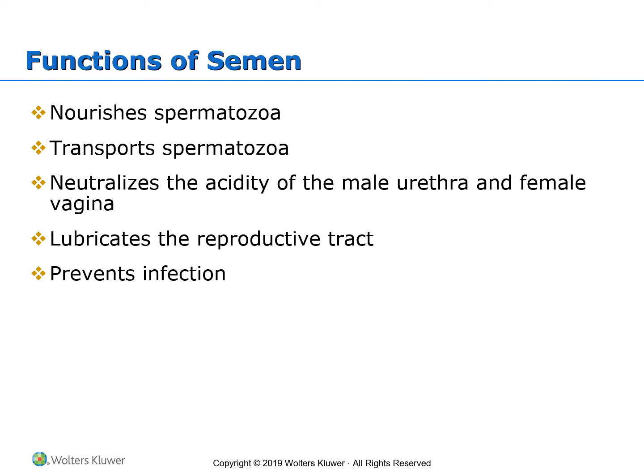The glands that are accessory organs for the reproductive system produce fluids whose functions are to nourish the spermatozoa and to transport them. Another function is to try and neutralize the acidity of the male urethra and the female vaginal tract. They will lubricate the reproductive tract during sexual intercourse. And last but not least, they have an important function in preventing infections because they contain some antibacterial enzymes and antibodies.